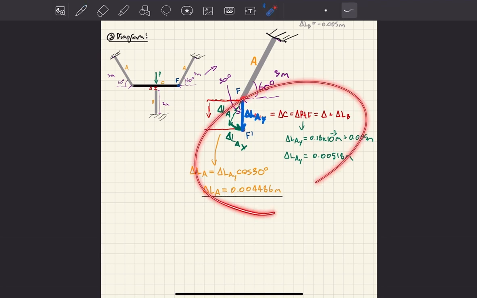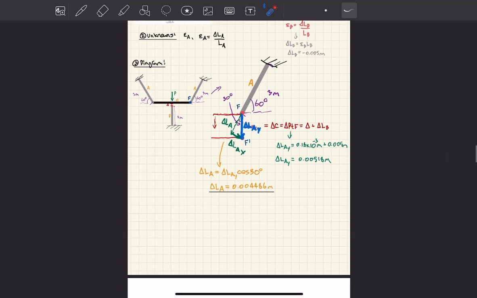And now you're done. You've done the hard part. You've done the very hard part for some of you. So you've basically done the question. Now it's just plug and chug. You have the original length. You found the change in length. You found the actual change in length. And now you can find the axial strain by just plugging it into this formula.